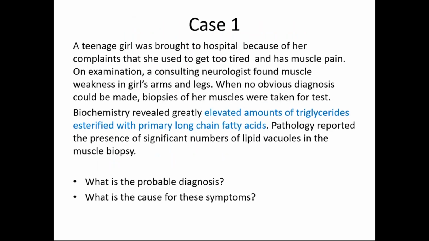So once again, I will show you the case. Here the patient came with the complaint of tiredness and muscle pain along with weakness. So this weakness, muscle pain, and tiredness are due to a decrease in the production of energy, due to blockage of beta oxidation of the fatty acid because of deficiency of carnitine.